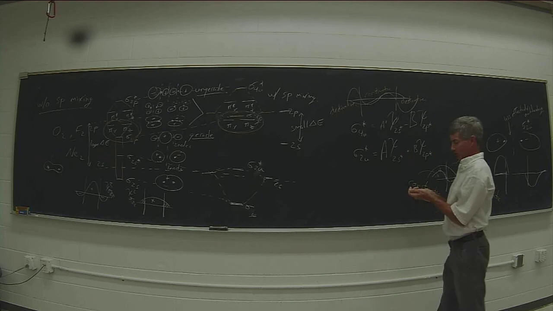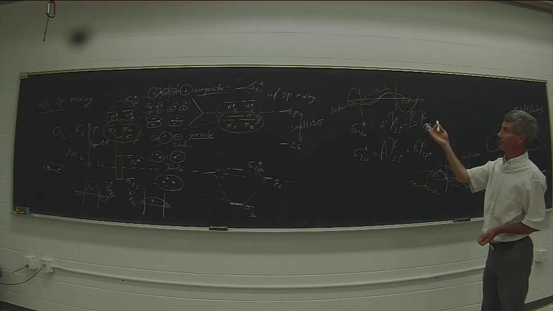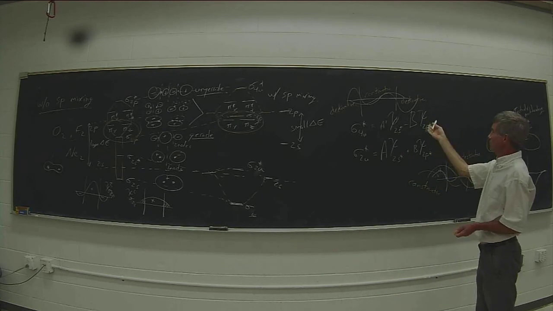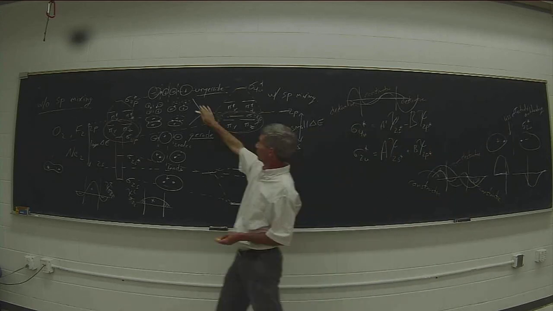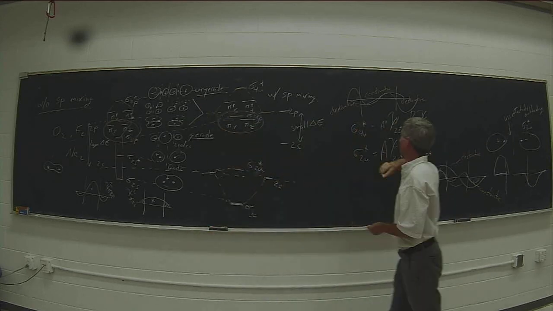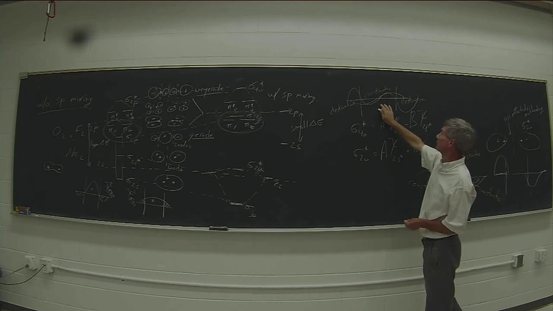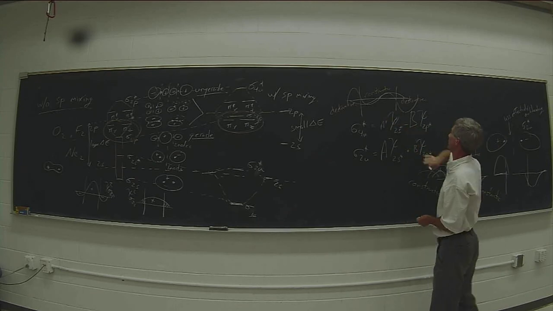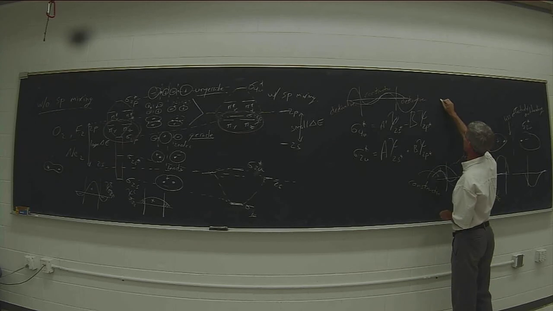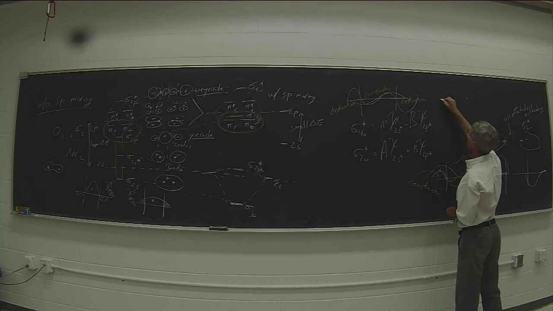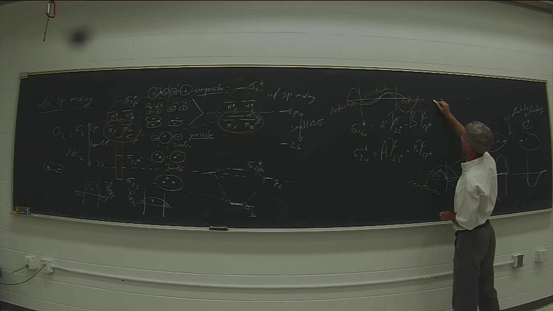Where the nodes are going to be is very similar to where they were for the sigma 2p star orbital, but the shape is going to change so that we have increased electron density between the nuclei and decreased electron density on the outside of the nuclei. So it's going to look more like this.